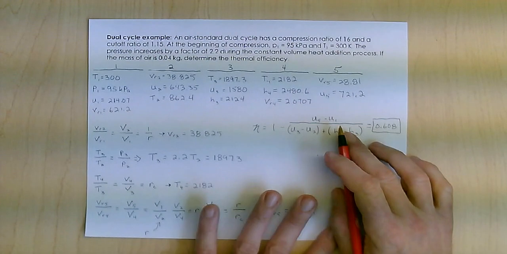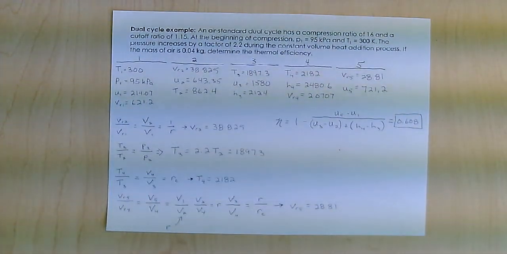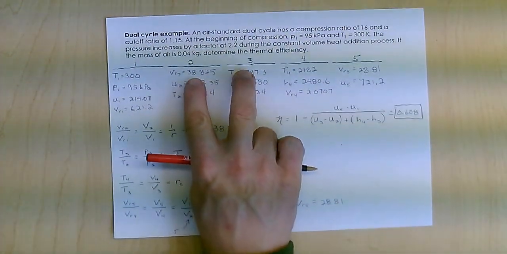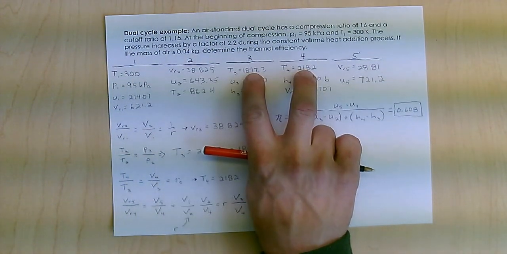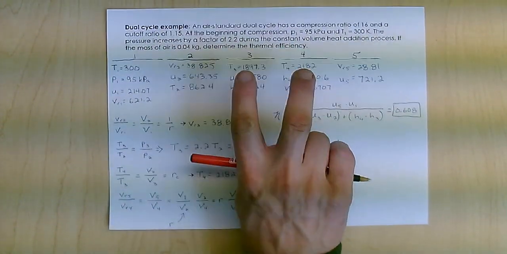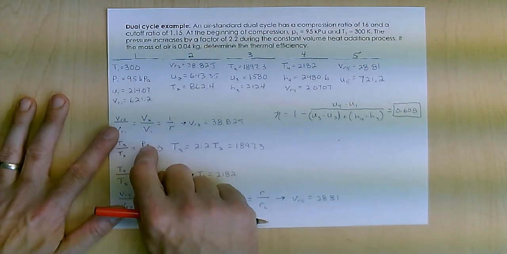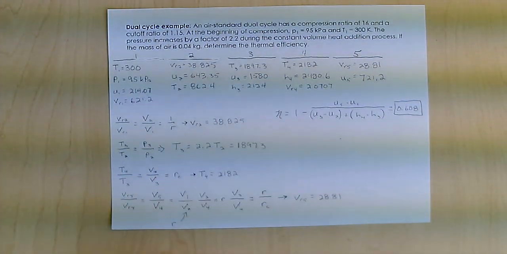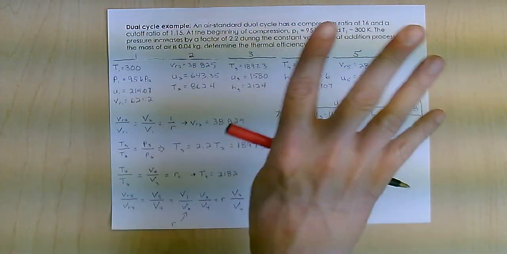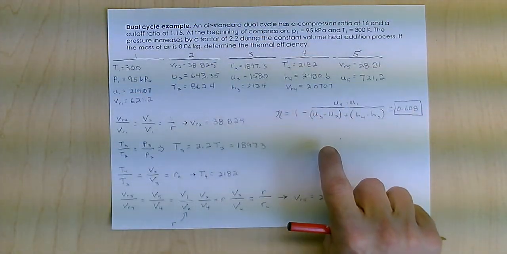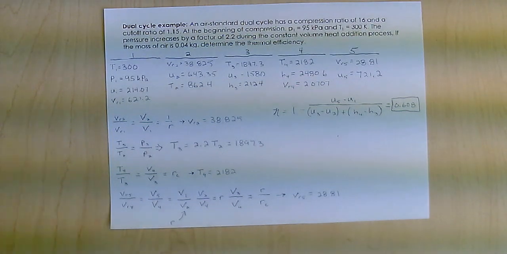So again, this dual cycle is just a combination of the diesel and the Otto cycle, where I've got both a constant volume heat addition and a constant pressure heat addition. Using similar relationships for isentropic processes, constant volume, constant pressure, ideal gas, I can set all of my states. Once I get those set, finding U and H values, I can easily calculate my thermal efficiency.